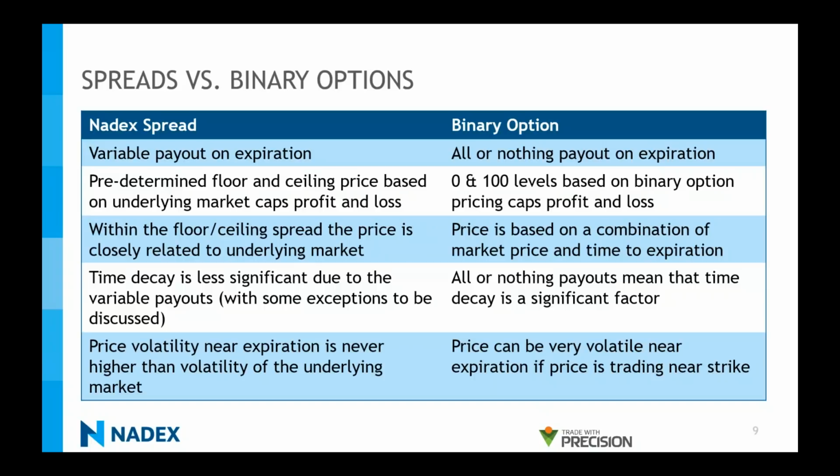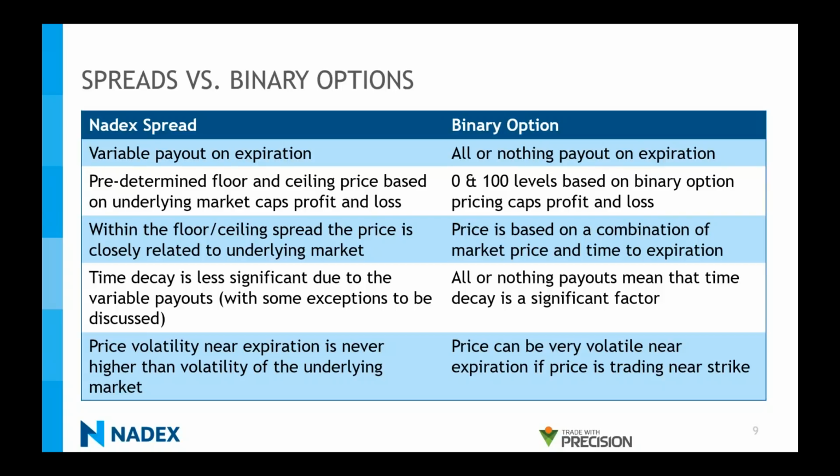So let's have a look at a comparison of spreads and binary options. The Nadex spread does have a variable payout on expiration. Remember, the binary is an all or nothing payout structure. If price is above the strike price at expiry, then payout is 100. If it is below the strike price or at the strike price, payout is 0. All or nothing, 0 or 100. With the Nadex spread, it comes down to where within that range. The price of that spread moves with the price move of the underlying, which means if the price of the underlying is just sitting at the floor, payout will be pretty much the floor price. If it's sitting halfway in between the floor and the ceiling, payout will be half. So it's really every point move in that direction that is reflected in the payout.